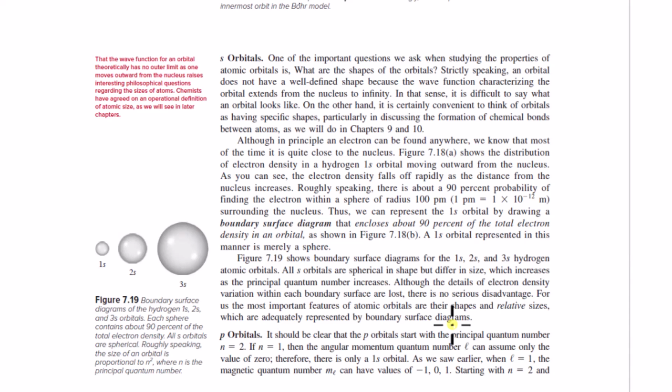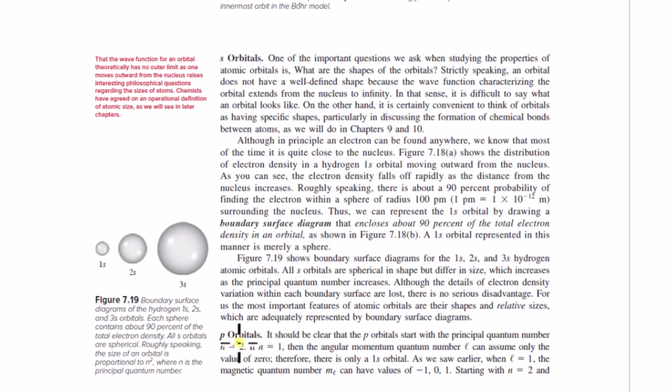The shape and relative size between the different orbitals, the 1s, 2s, 3s, the 2s and 2p, 1s and 3d, etc., and how their shapes and sizes differ. We can get a sense of that size with a 90% boundary surface. Just be aware that the actual distribution is not necessarily a linear distribution.